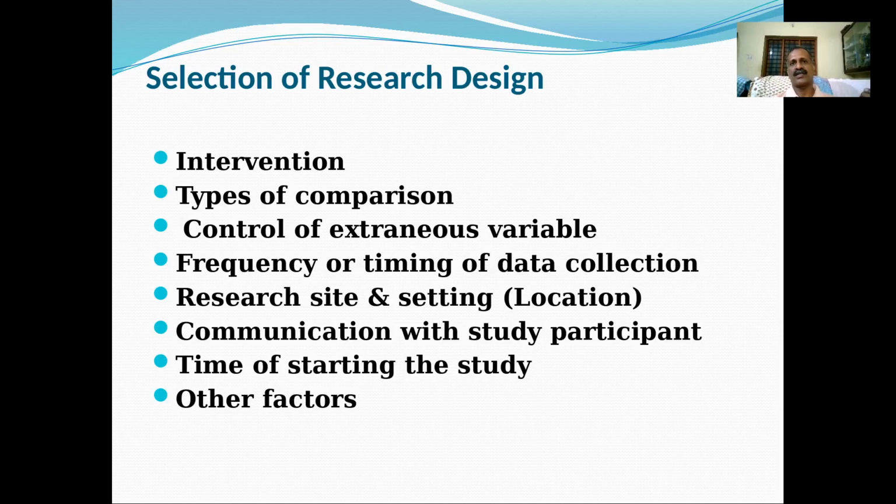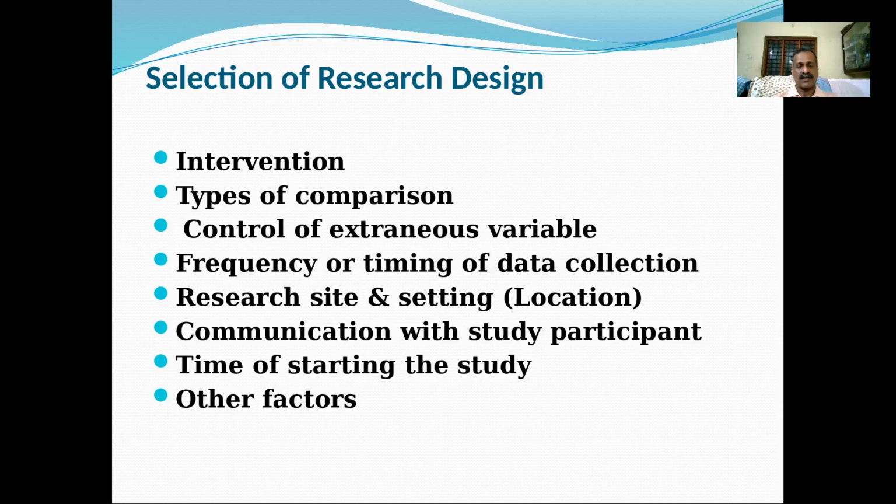Or we have developed a teaching module and we are testing how efficiently this teaching module changes the knowledge, attitude and practice of mothers about diarrheal disease of their children. So this is an intervention. Whether we have an intervention or not. If we have an intervention, we always go for a true experimental study or a quasi experimental study, or what we call any type of experimental studies. Whereas if the intervention is not there, then we will go for a non-experimental study.